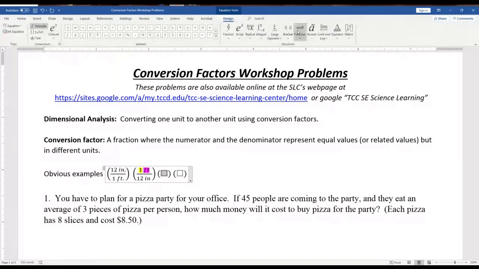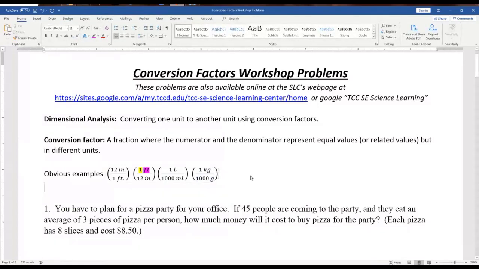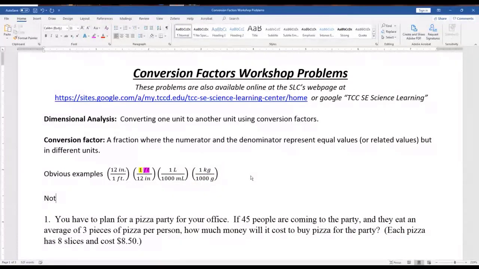Okay, so what are some other obvious examples of conversion factors? Well, let's say we have 1 liter is equal to 1,000 milliliters. Another one that you'll probably see is 1 kilogram is equal to 1,000 grams. Okay, so let's look at some not obvious examples, because these are the ones that are going to kind of mess with your brain a little bit.